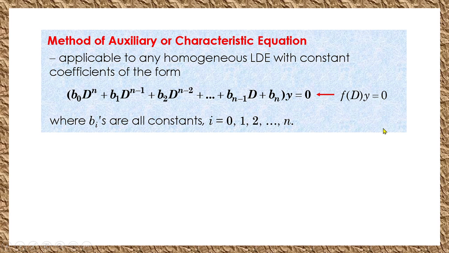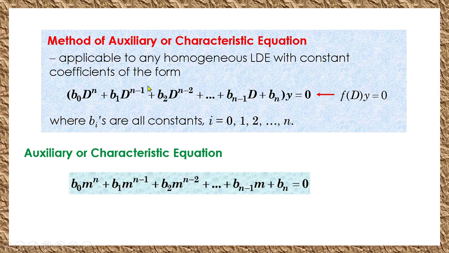If the right side is not 0, it is a non-homogeneous LDE. But the method of auxiliary equation or characteristic equation is applicable to LDEs whose right side is equal to 0.